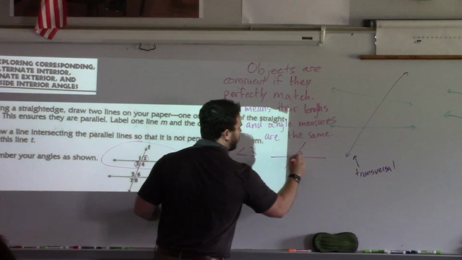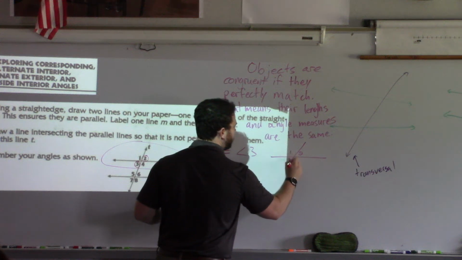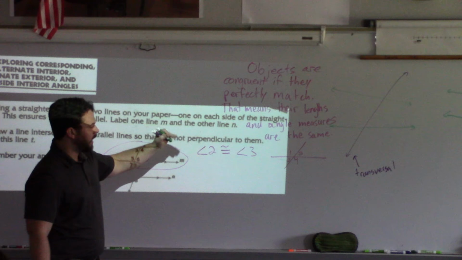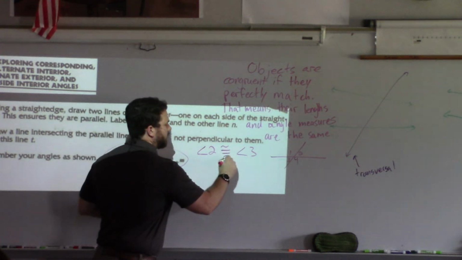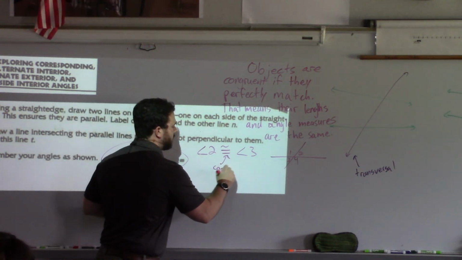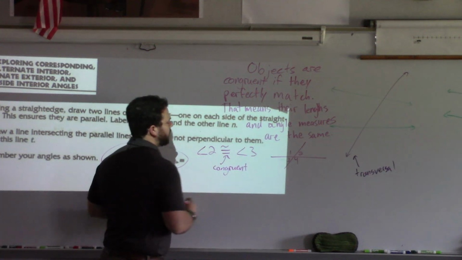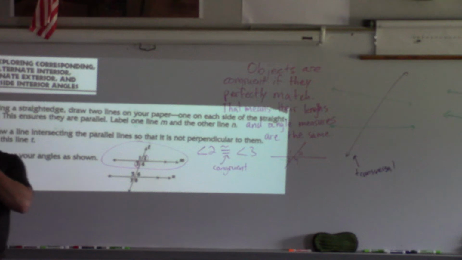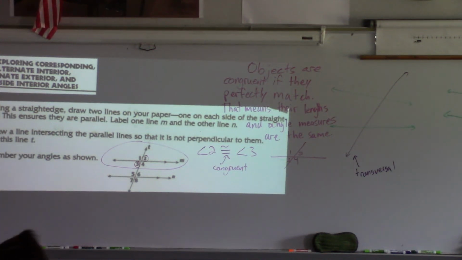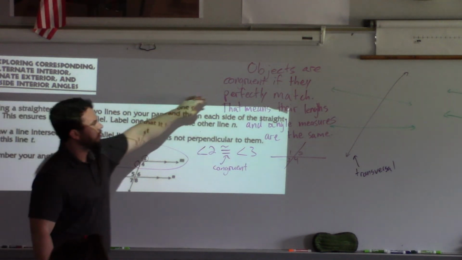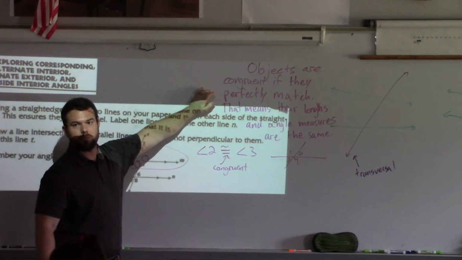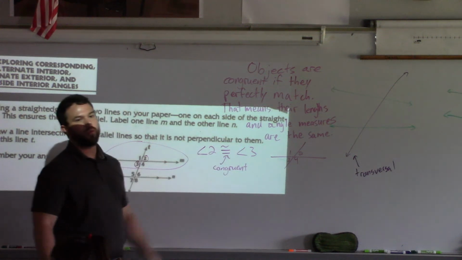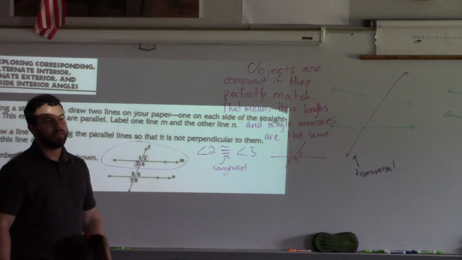So 2 and 3. I would draw it next to there. So we're saying angle 2 is congruent to angle 3. So angle 2 is congruent to angle 3, meaning that they perfectly match. We good with that idea? So that's the mathematical symbol for those being congruent.